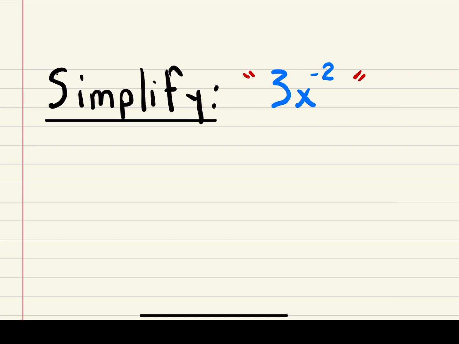So let's say we're asked to simplify 3x to the negative 2. What I want you to clearly understand here, because a lot of times students would get confused with this, is that the negative 2 pertains to the x and not the 3. Okay, so when we're deciding on the properties and laws of exponents, it's important to understand what it's applying to.